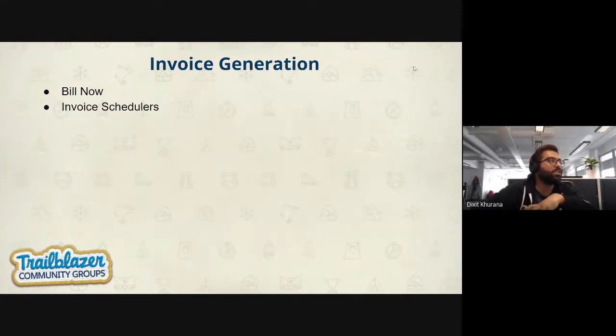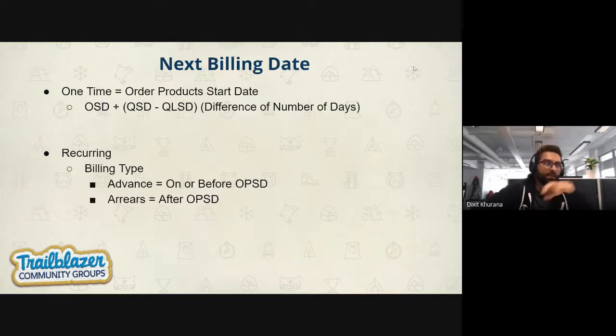Okay. Invoice schedulers are basically schedulable jobs. So once you configure that, it can pick up multiple orders at a time to generate invoices. Now always remember, one order can have multiple invoices. One invoice can have multiple order products. All of this depends upon this factor, next billing date. Next billing date is always present on your order product object. So this is the crucial field in order to generate the invoice.